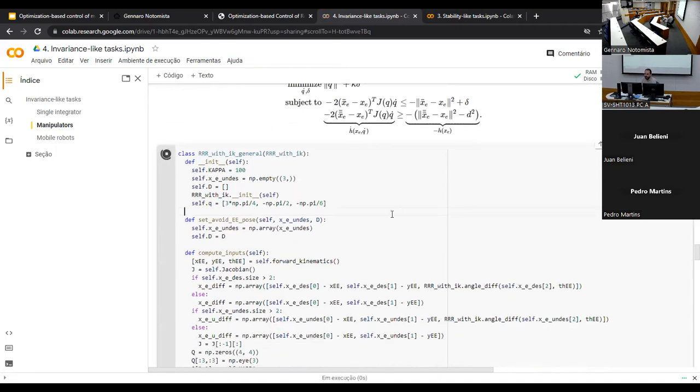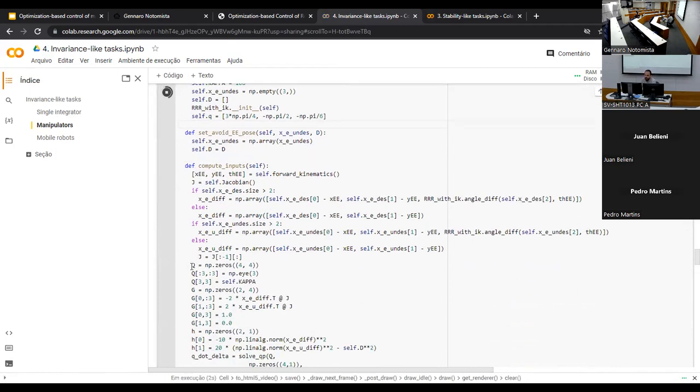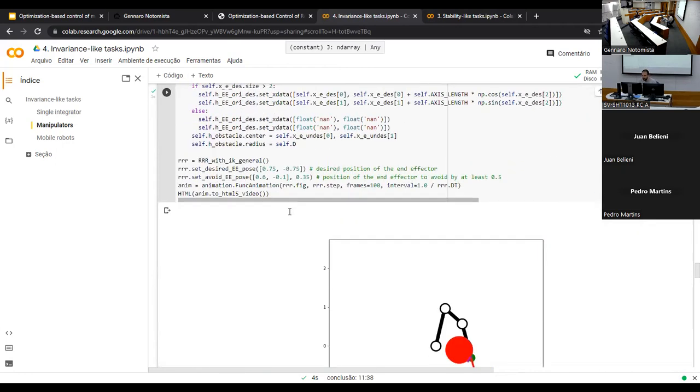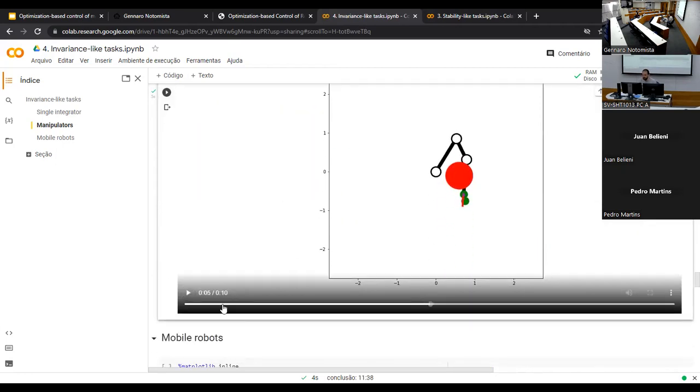So this class is the one that has the solution of this QP as literally the point that moves, but with a jump of the Jacobian, and this is the solution. So we want to start here and go to the target point, avoiding this red region. In this case, again, we need to figure out what the velocities of the joints are so that the end effector avoids it.